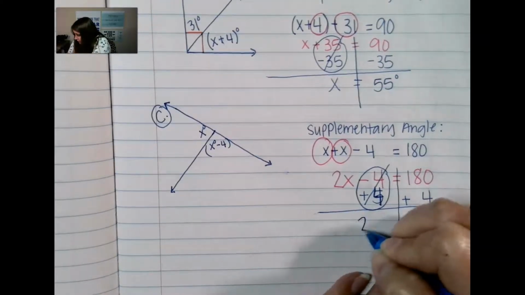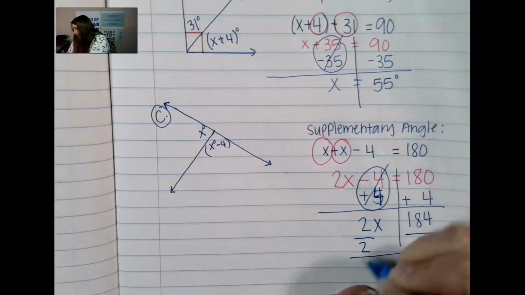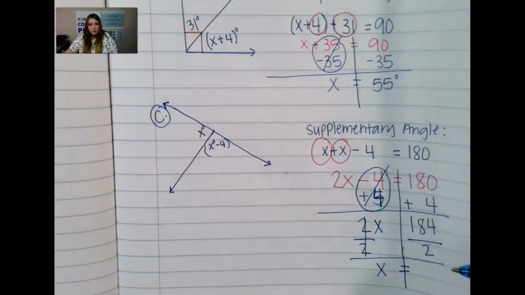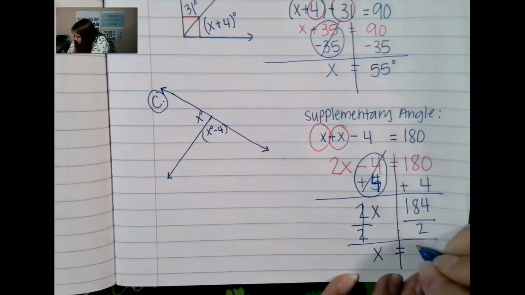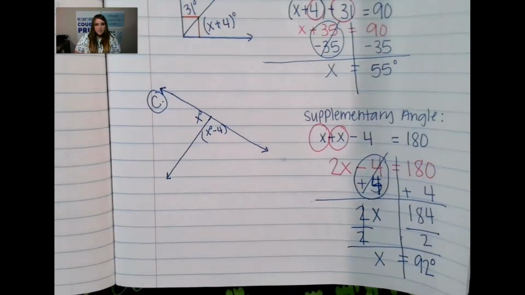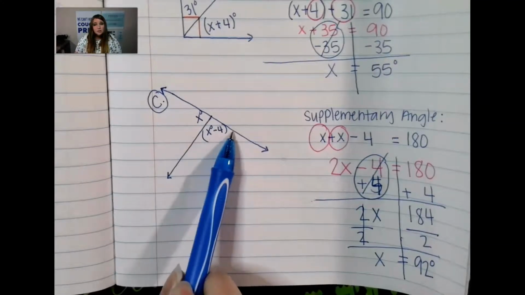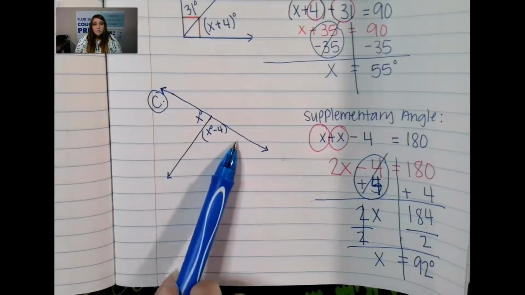So I get 184. Drop down my 2x, right? So now I divide by 2, and I get 1x is equal to 184 divided by 2, and that gives me 92 degrees. So that means that my x is worth 92. So this is 92 degrees, and this is 92 degrees. So this side over here is 92 minus 4. That's what this side would be, so that you can solve for this side.